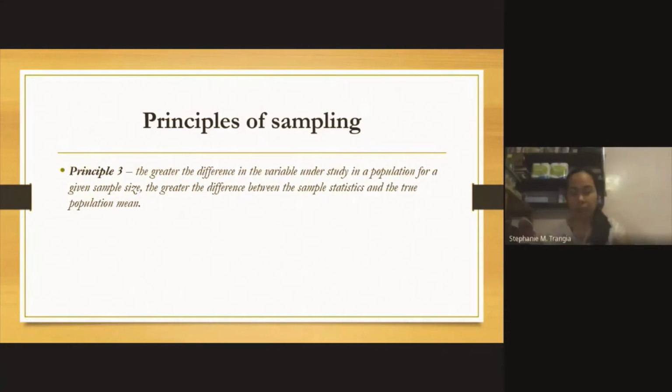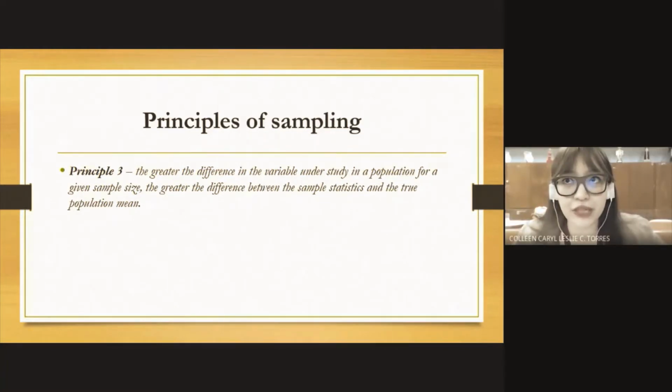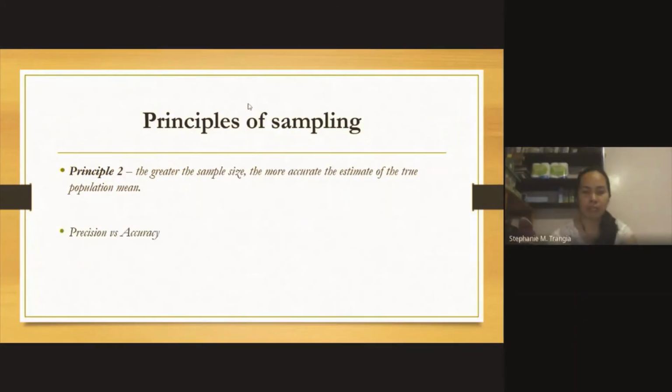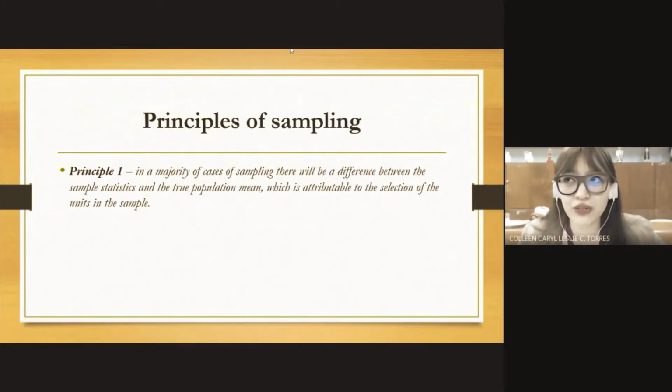To apply that, ma'am, in a research study, for example, if we are going to sample the population of poor or low-income families in Cagayan de Oro, there would be a difference between the sample statistics and the true population mean. When we say that, where do we apply that principle? The research is trying to determine the number of poor people right now, the low-income families, the poverty level in CDO during the pandemic, whether it went up or down. That is the study.